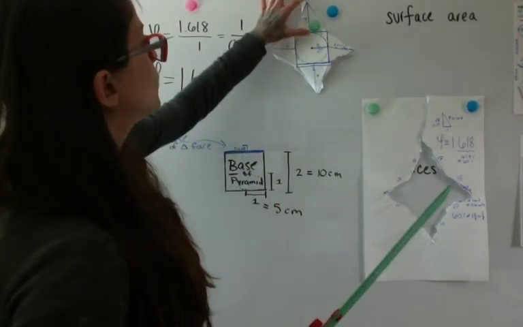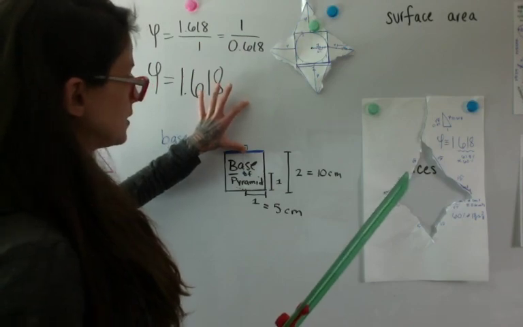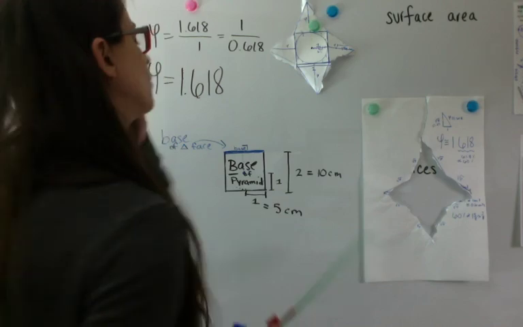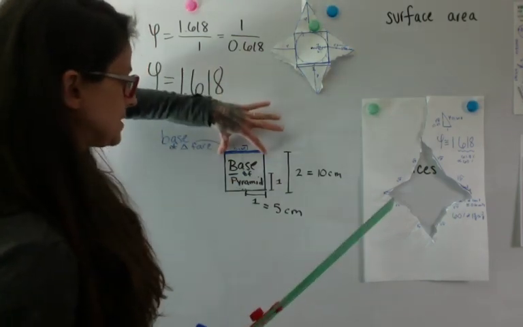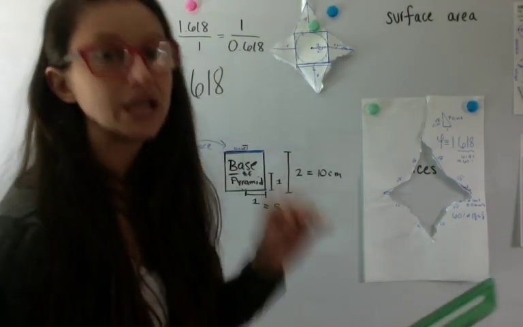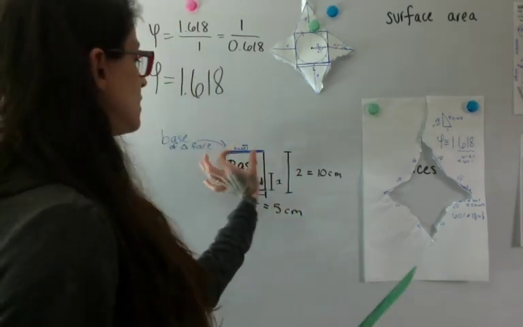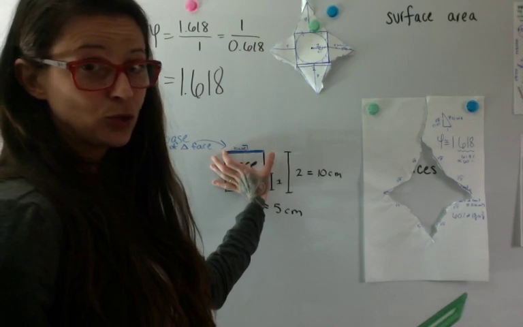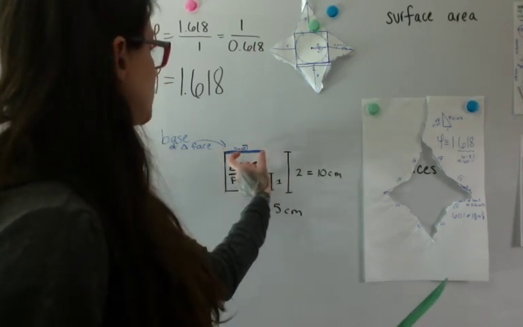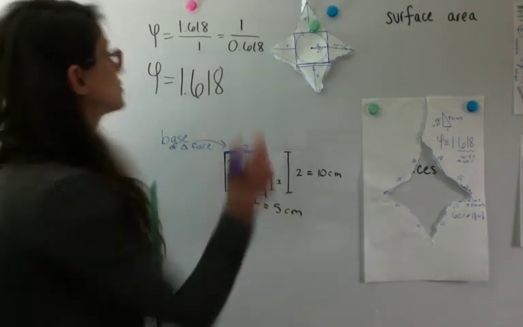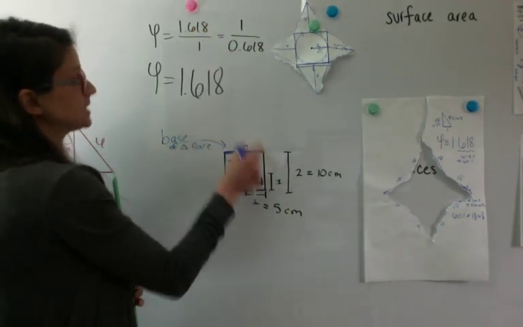Okay, so we know that the height of the face has to be phi. So if the base is 1, okay, phi is a ratio. So what are we comparing it to? We're comparing it to the unit. So the base is 2 units. So if this is 1 unit, then I know that phi is going to be 1.6. So the base is the 1 unit.